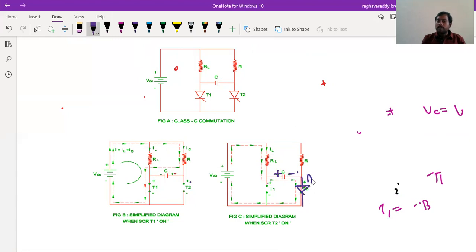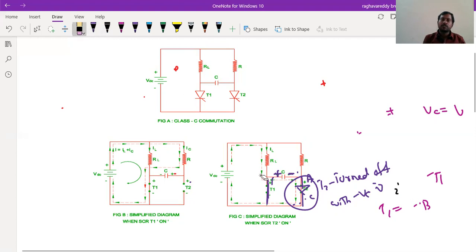This is anode and this is cathode. Negative is connected to anode. So if it is turned on, positive is connected to cathode. Then thyristor T2 will be turned off with the negative voltage. Nothing but turn off, nothing but making thyristor go from forward conduction state to forward blocking state. So which I achieve like this.